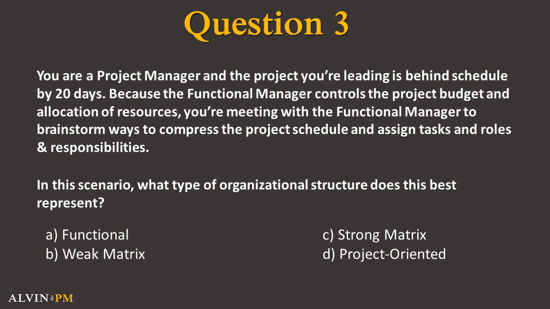Question 3. You are a project manager and the project you're leading is behind schedule by 20 days. Because the functional manager controls the project budget and the allocation of resources, you're meeting with the functional manager to brainstorm ways to compress the project schedule and assign tasks and roles and responsibilities. In this scenario, what type of organizational structure does this best represent? Is it A, functional, B, weak matrix, C, strong matrix, or D, project-oriented?